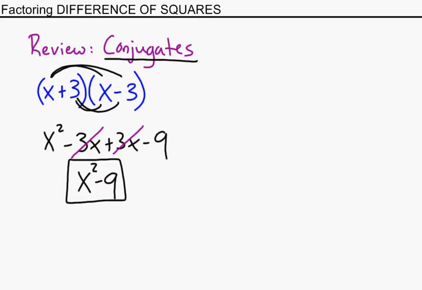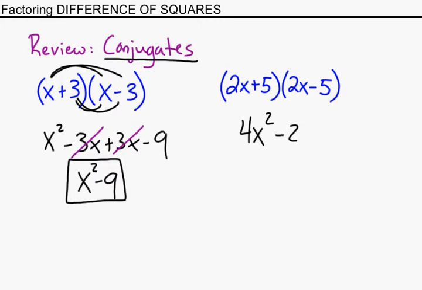Difference of squares. My conjugates can get a little bit more complicated. They could look like 2x plus 5, 2x minus 5. And once I learn the pattern, I don't even have to write out the middle two terms. I can just go right to my answer of 4x squared minus 25 because I know that those middle two terms are going to cancel out.